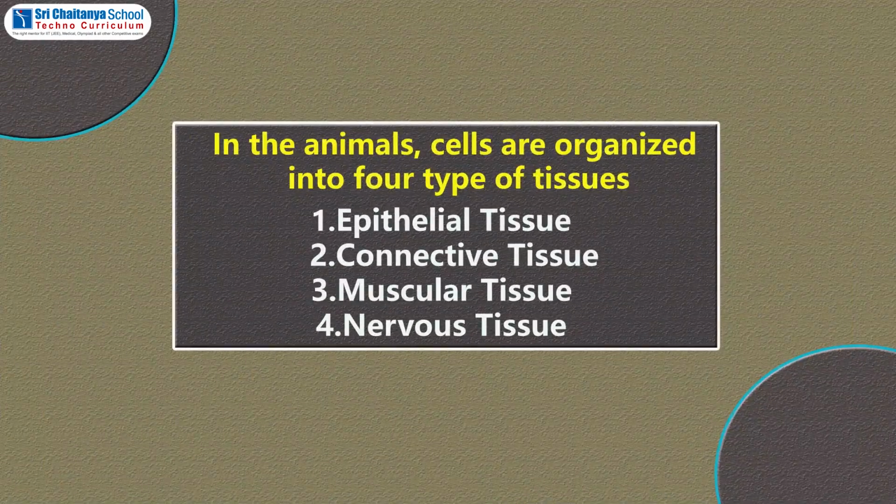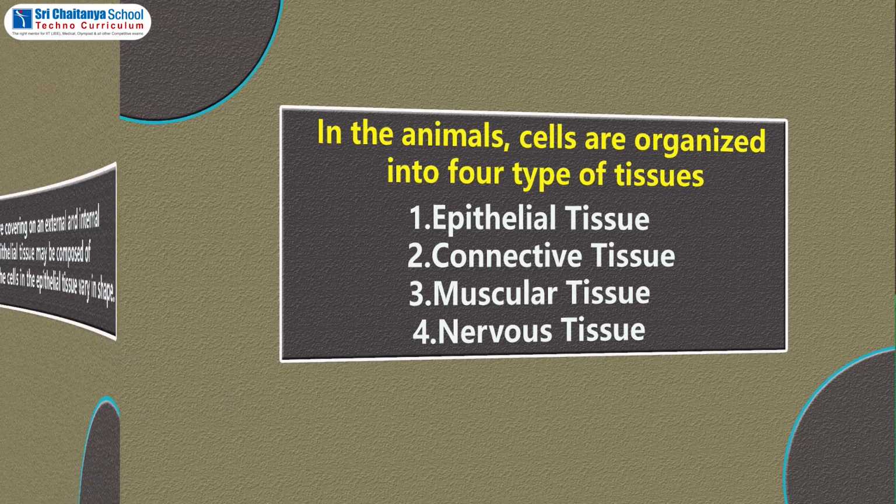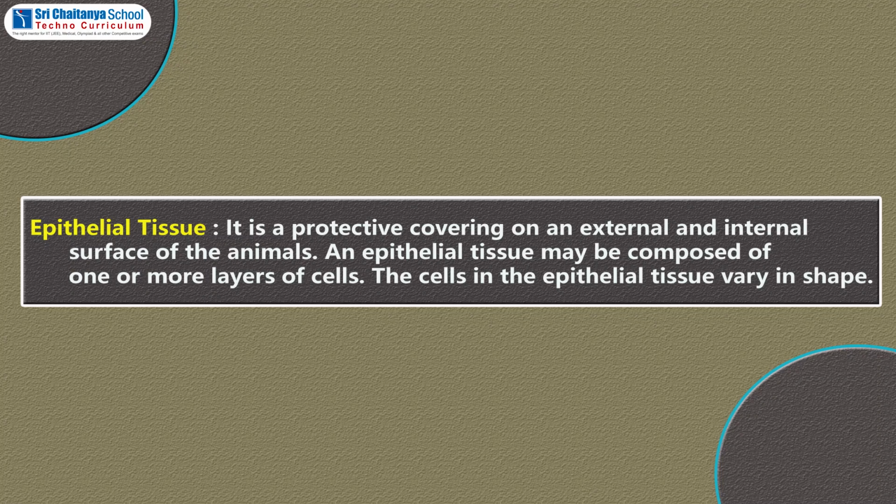Theory: in animals, the cells are organized into 4 types of tissues. They are epithelial tissue, muscular tissue, nervous tissue, and connective tissue. Epithelial tissue is a protective covering on the external and internal surfaces of the animals. An epithelial tissue may be composed of one or more layers of cells. The cells in the epithelial tissue vary in shape.